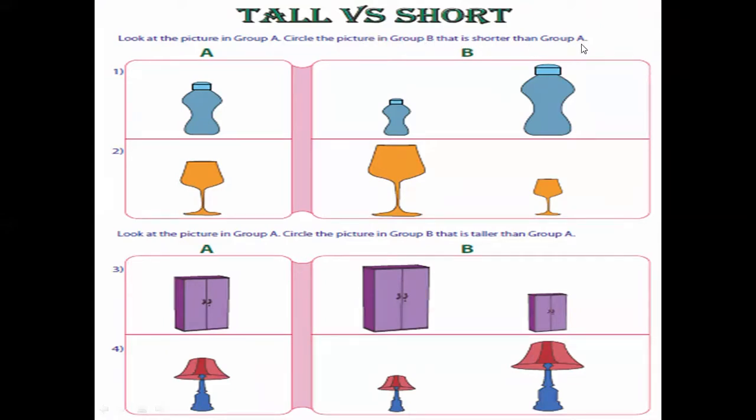Now look here, to do some more activity: circle the picture in group B that is shorter than group A. There is a group B and there is a group A. Now you will compare the height of the bottle which is less than this one. Which one? This one is less or this one? This one is less. I understand.